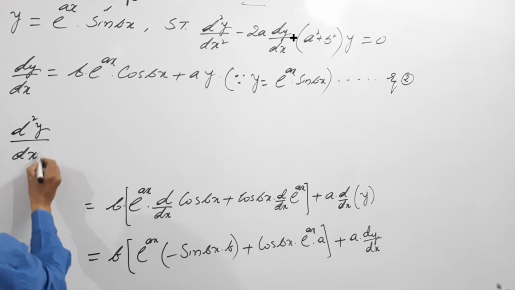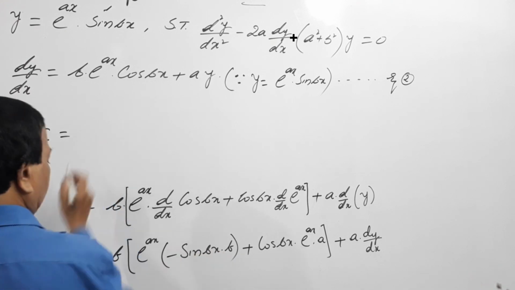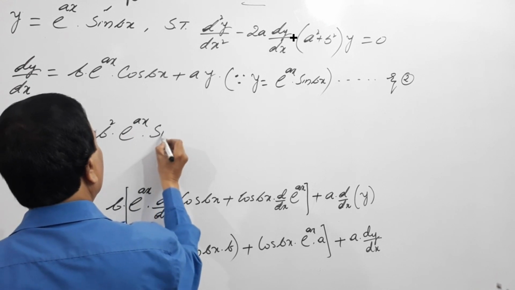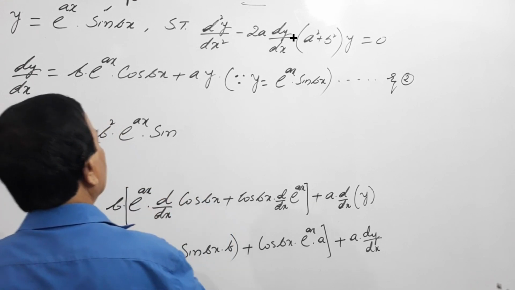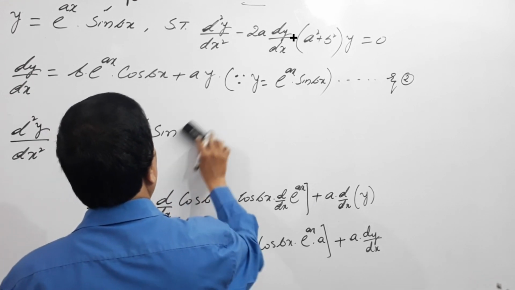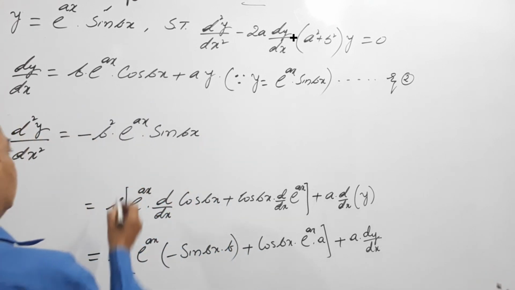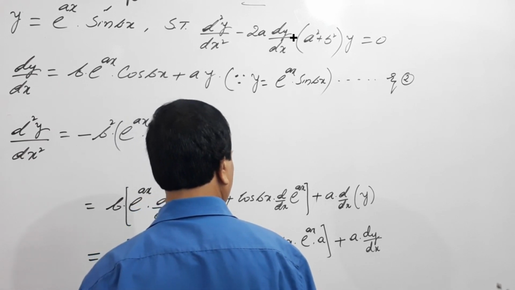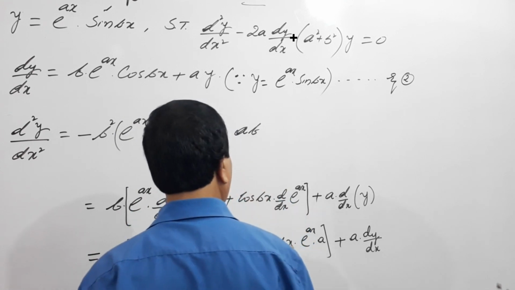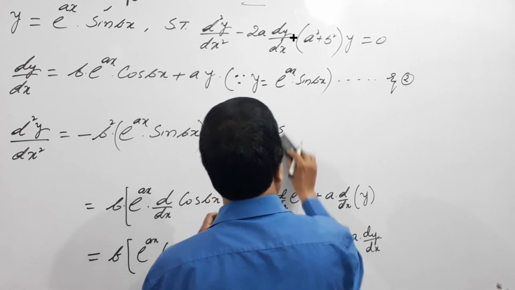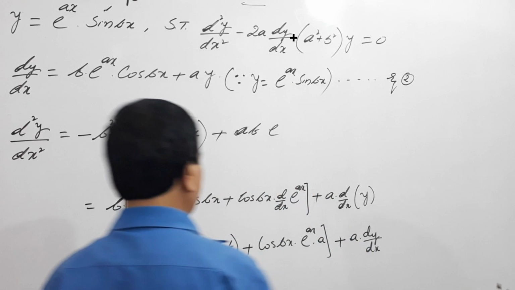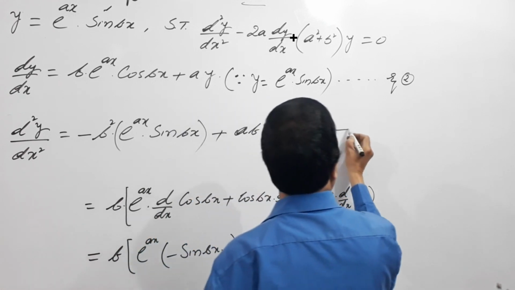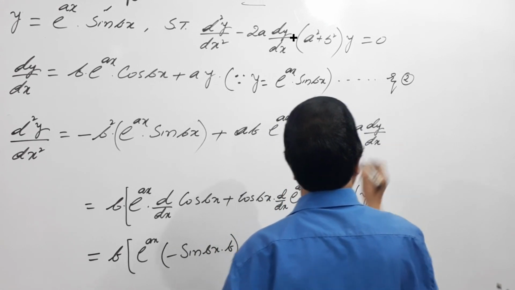d square y by dx square equals this b into this b, it becomes minus b square into e to the power of ax into sin bx, I'll use a bracket, plus this a into b, e to the power of ax into cos bx plus a dy by dx.